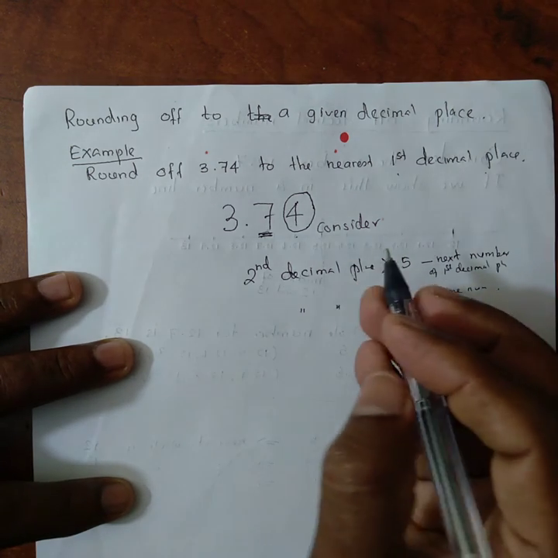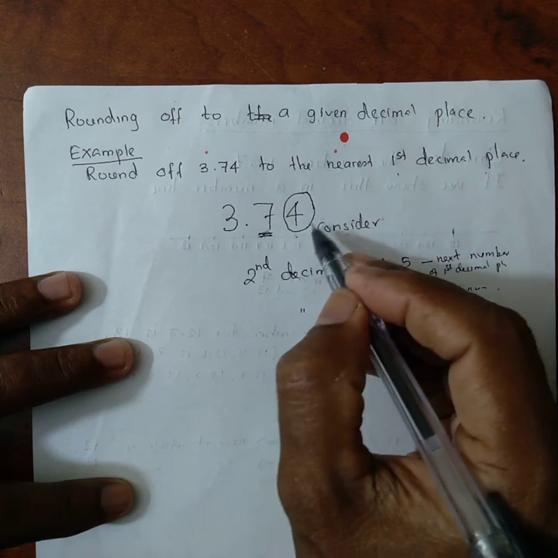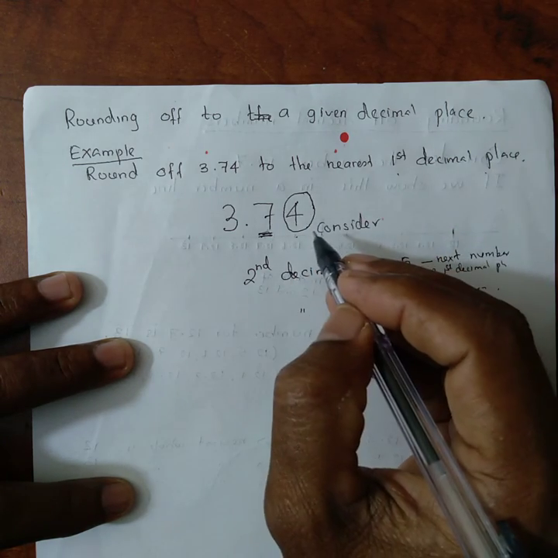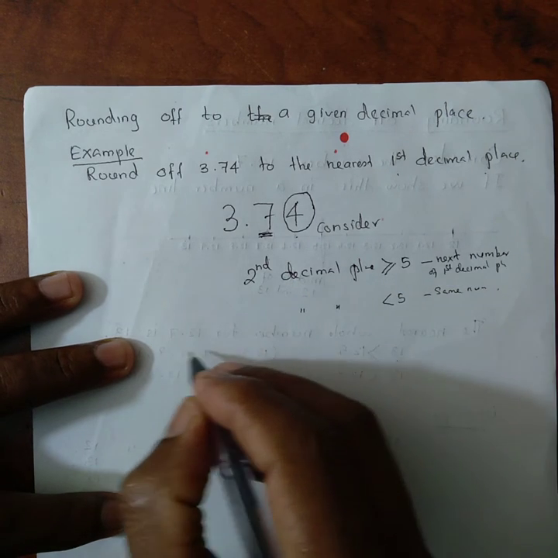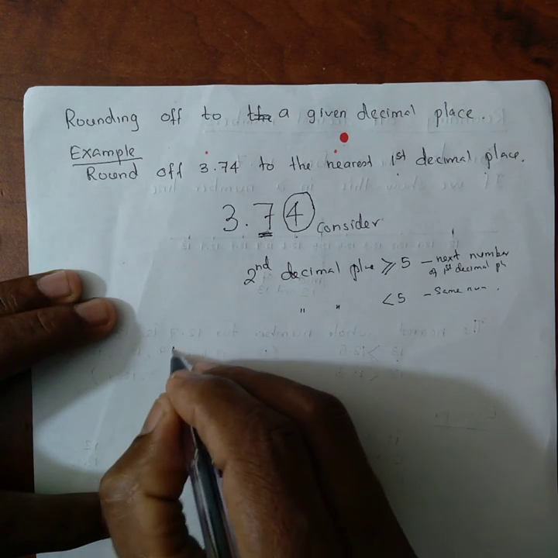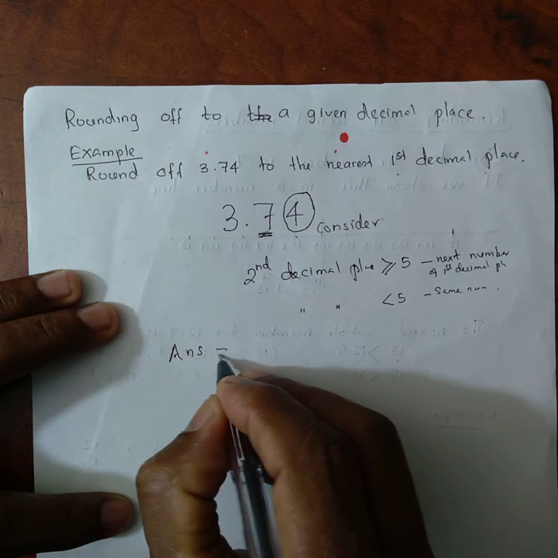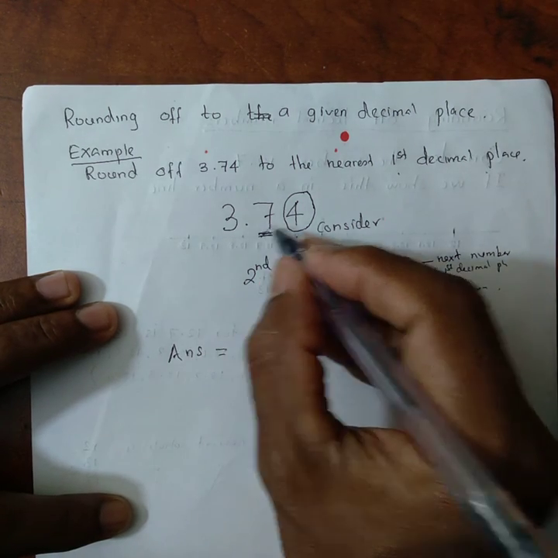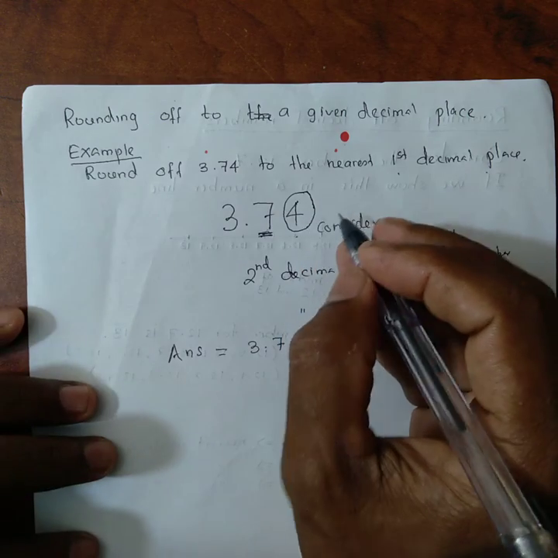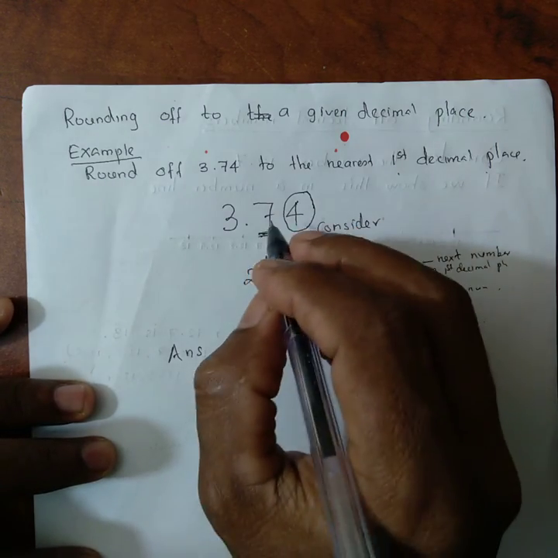In this example, since 4 is less than 5, we will have the same number to round off. So the rounded answer is going to be 3.7 only. It never gets changed since it is less than 5. If it is more than 5, we will add to it.